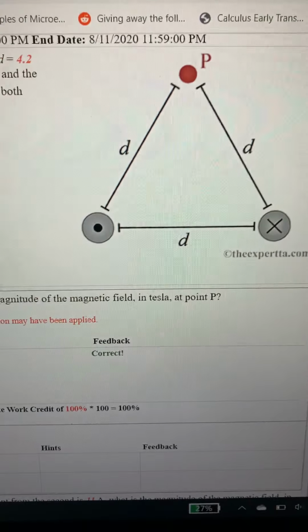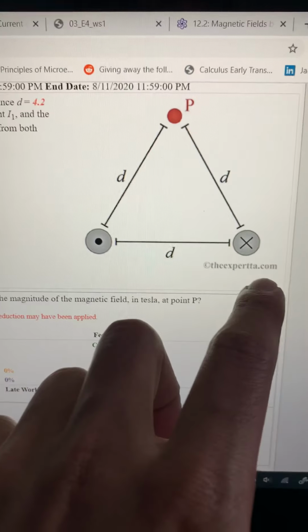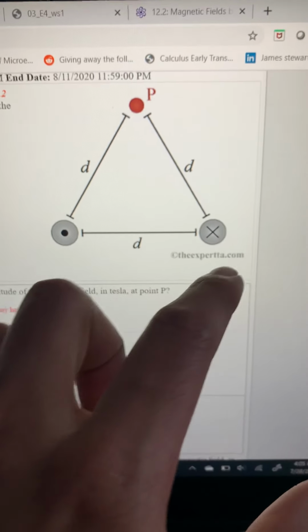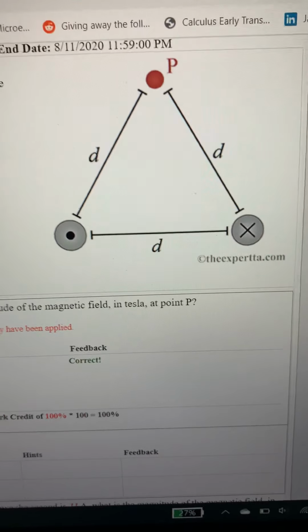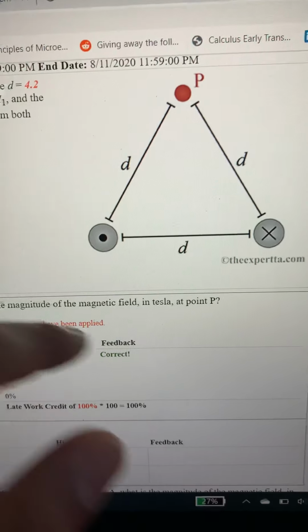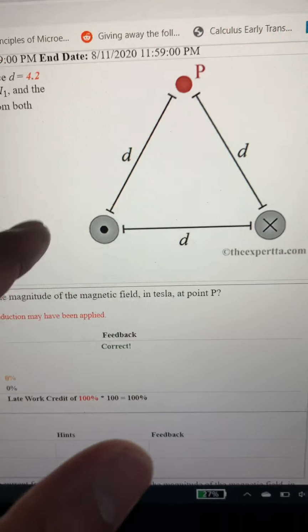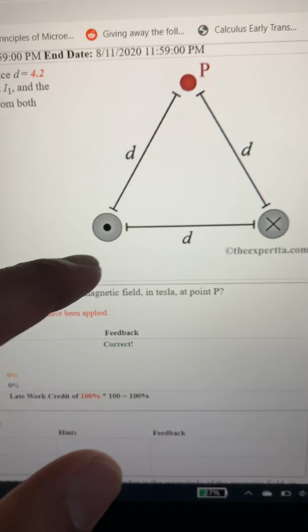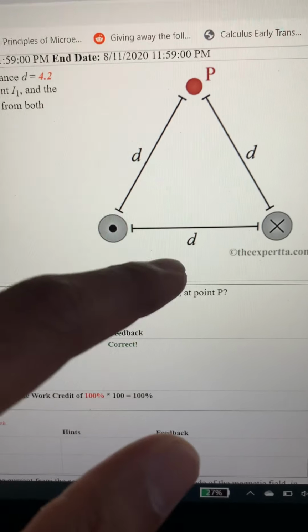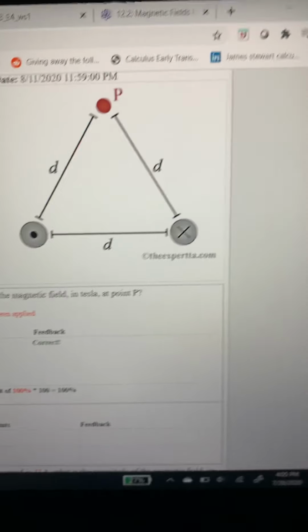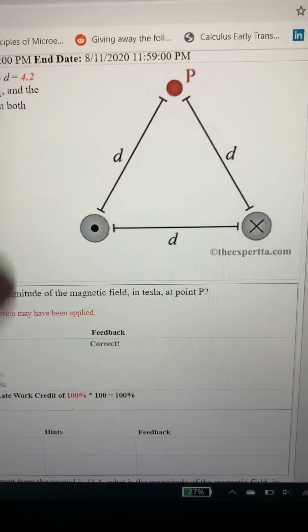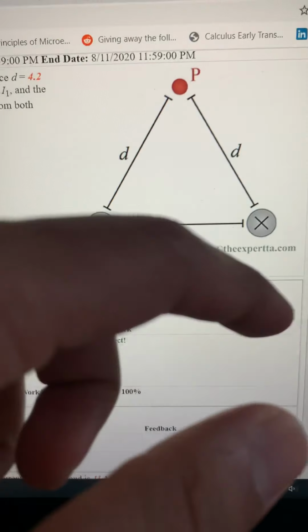And this is the diagram, into the page, out of the page, into the page, and all towards that point P. Since it's an equilateral triangle, it's going to have 60 degrees, but split in half, 30, 30. So that's why I used sine 30 and cosine 30, because it's going this way, it's going that way too.